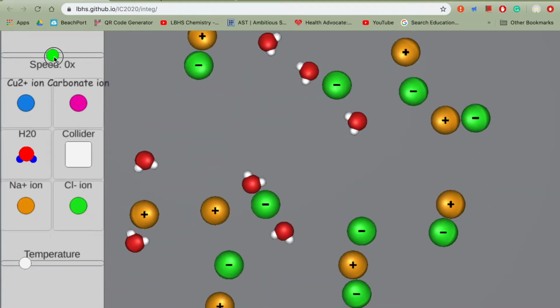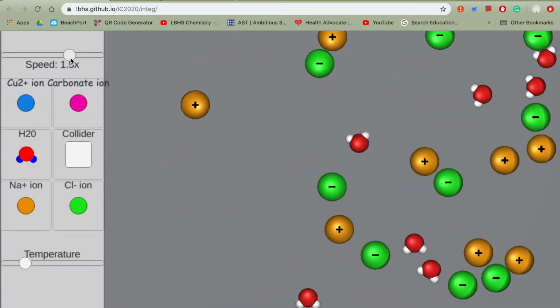And if I pause it, you can see that these ions are no longer stuck together. They are separated apart because the water came in and broke them all apart. That is what it means to be soluble, when the negatives and positives in a salt are broken apart.